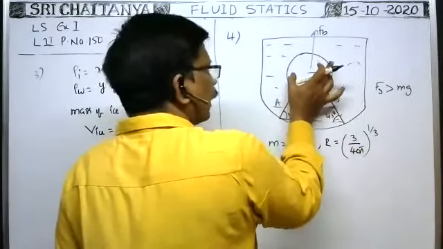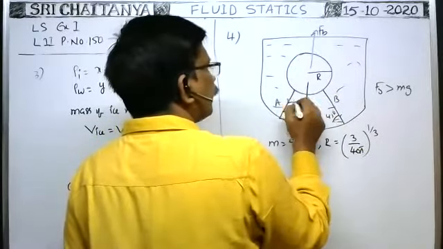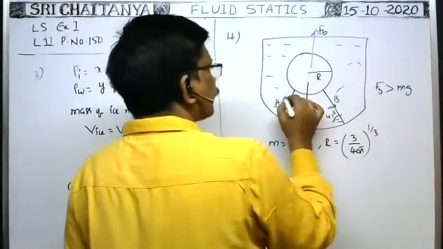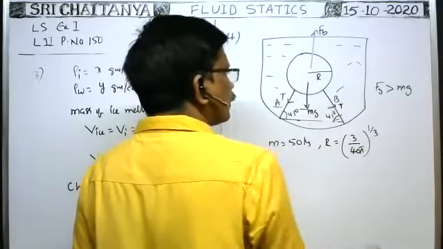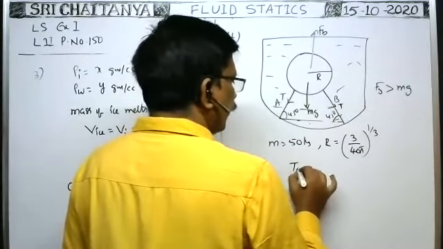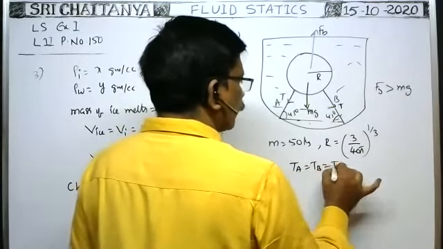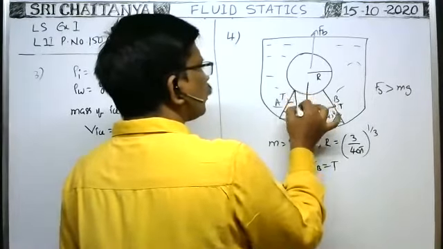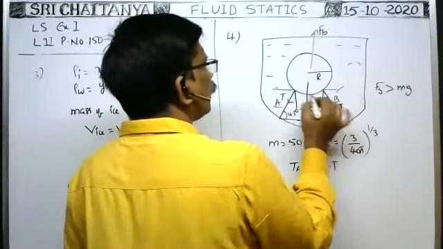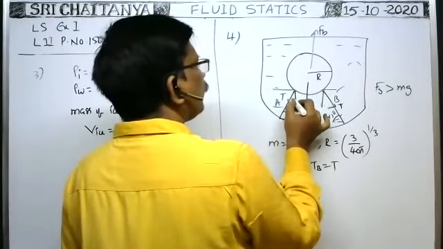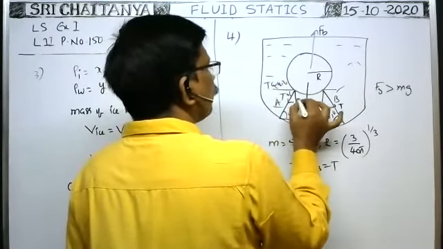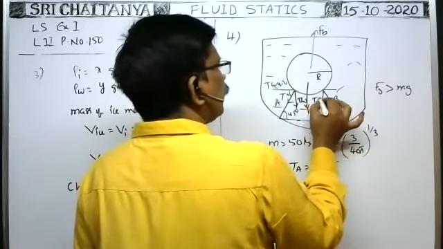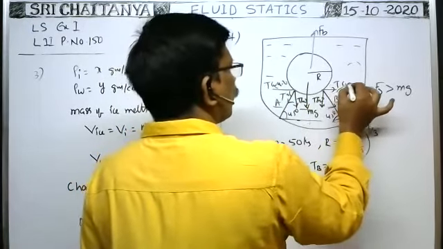Then this sphere tries to move in this direction, but at the same time, the strings pull the sphere in this direction with the tensions TA and TB. As both are symmetric, the same tensions are developed. So TA is equal to TB is equal to T. Then you resolve this tension into components like this. If it is 45, definitely it is 45 here as well. It is T cos 45, it is T sin 45. Here also, it is T sin 45, T cos 45.